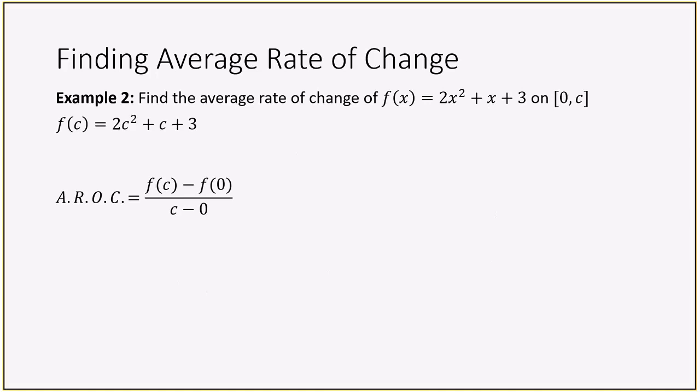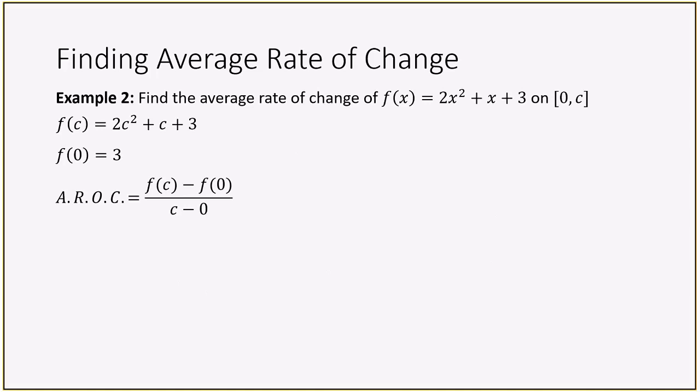And now I did it more explicitly in individual steps for this problem. So I found my f of c, since it's kind of weird with the squared and the variables. All I did was plug in c into my function. So I get this result, f of c is equal to 2c squared plus c plus 3. And f of 0, that's pretty easy to find. I plug in 0 everywhere there's an x in my function. I'm left with 3. 2 times 0 plus 3 is 3.